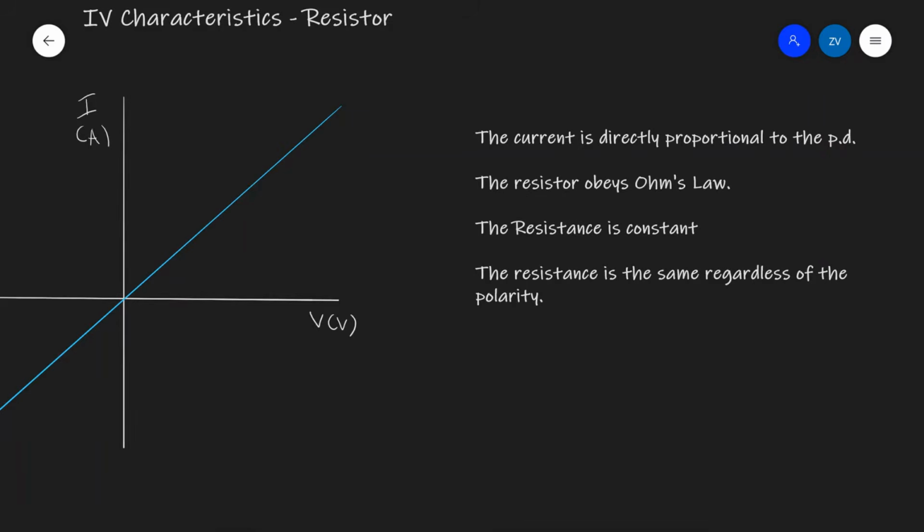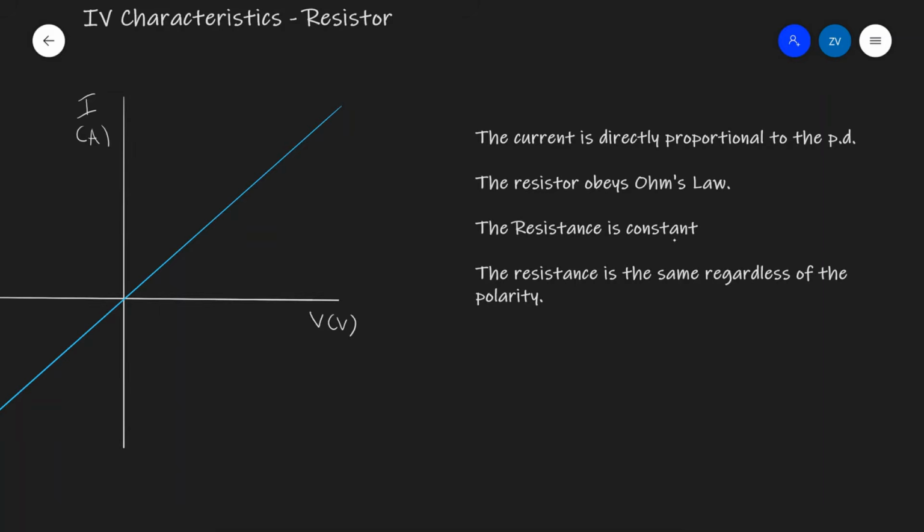Let's have a look at IV characteristics next, starting with a resistor. First off, we're going to notice that the graph is a straight line through the origin. This would indicate that the current is directly proportional to the PD, which is on the x-axis. This means that the resistor will be obeying Ohm's law.